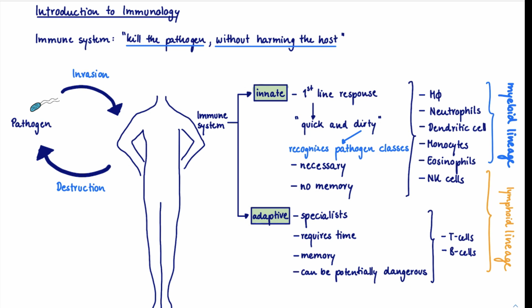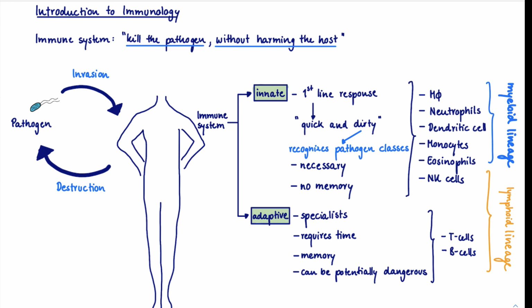In this video, I want to give you an introduction to immunology. So what is the immune system all about? The immune system is about killing the pathogen without harming the host. The immune system is a collection of cells, tissues, and molecules that mediate resistance to infection.